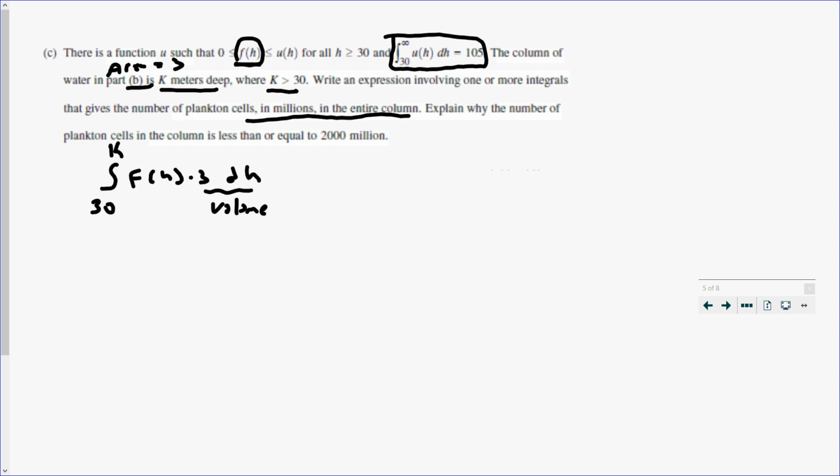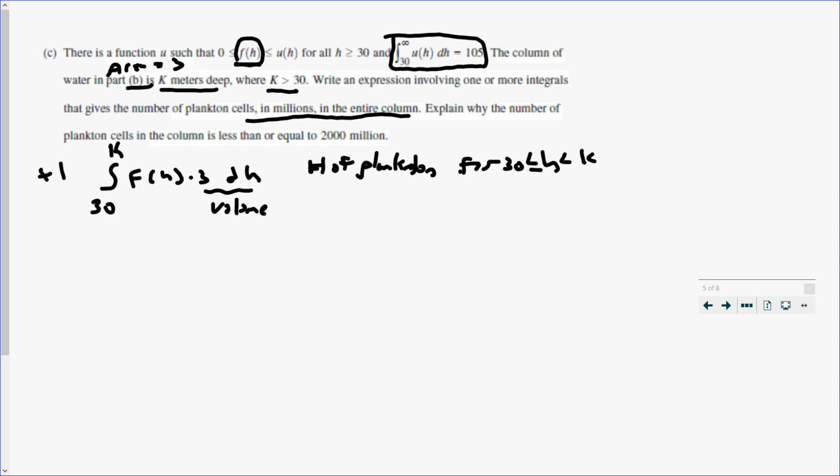Right there. This represents the number of plankton for H greater than 30, for H goes from 30 to K. Okay, now what did they say? Now that's worth 1 point right there.